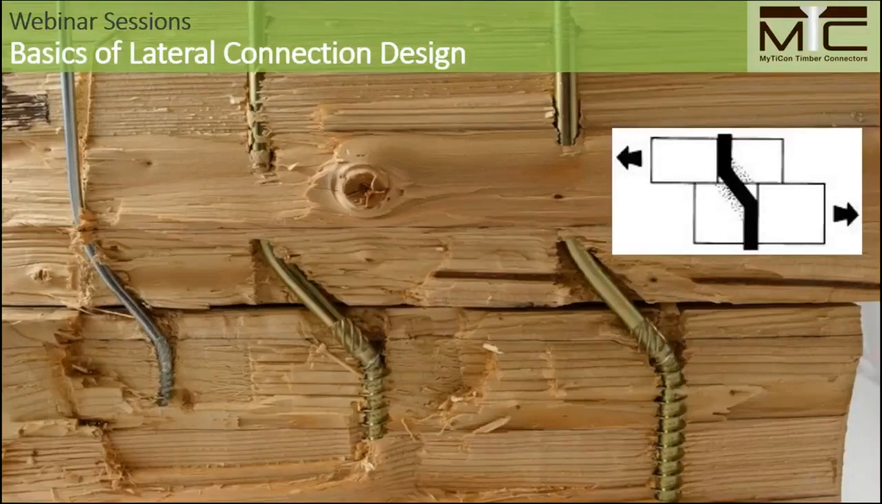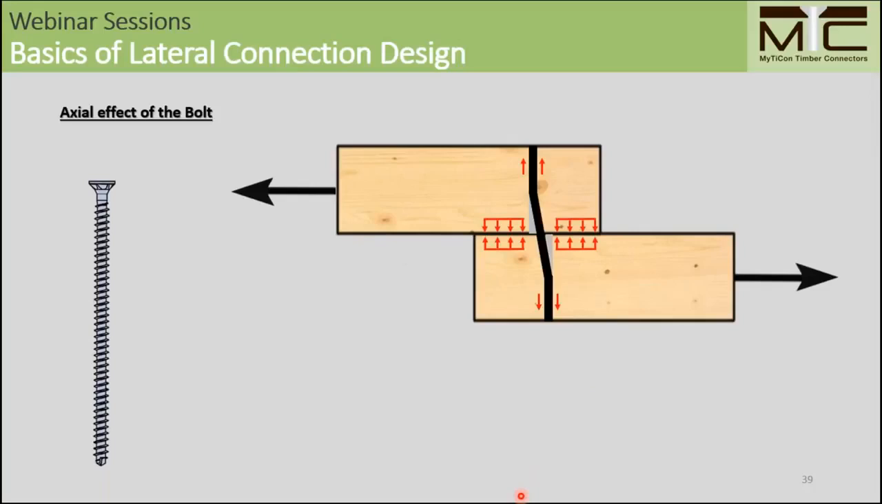Another question? Okay. How much does the mentioned rope effect actually influence the lateral connection strength? So I think this question is addressed to the rope effect with a fully threaded fastener as we see it here.